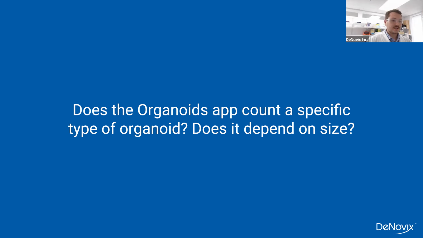Yeah, that's a great question. So the organoids app does depend on size. We have two different chamber heights for that app. We have a 200 micron chamber height and then a 400 micron chamber height. I would definitely say the max organoid that we can count is getting up to the 400 microns in diameter. But if you are definitely interested in learning more about that app, we do have a tech note, or you can reach out to me and one of my colleagues.